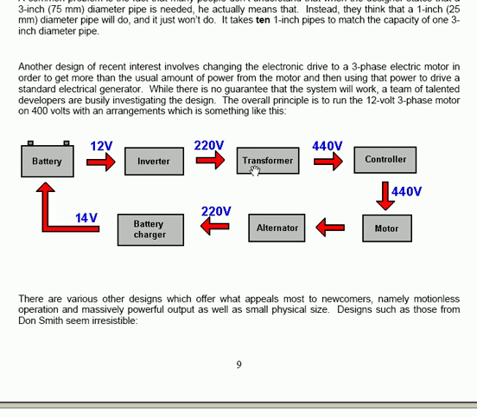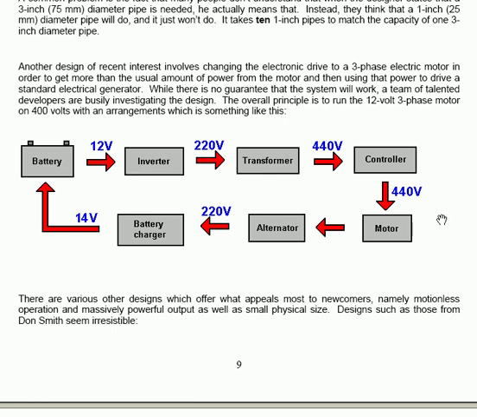There are various other designs which offer what appeals to most newcomers, namely silent, motionless operation and massively powerful output. And not only that, but the very much desired small physical size. Those sort of designs, typically as laid out by Don Smith, the one being shown here, are relatively small. You can see his hand there. This is a small board, self-powered, and has an enormously large number of kilowatts of output power.